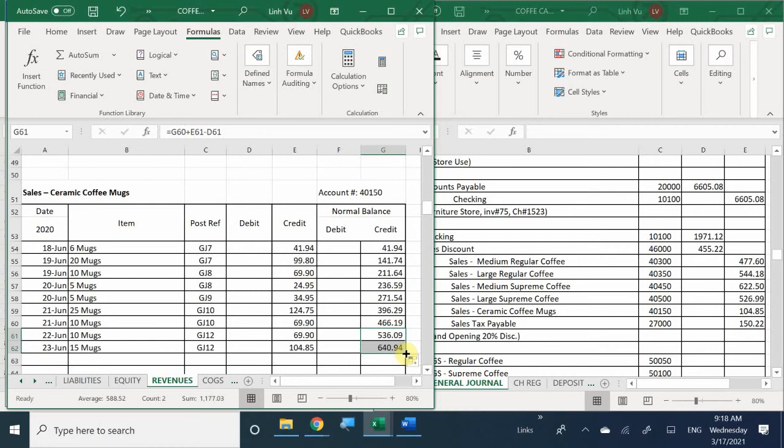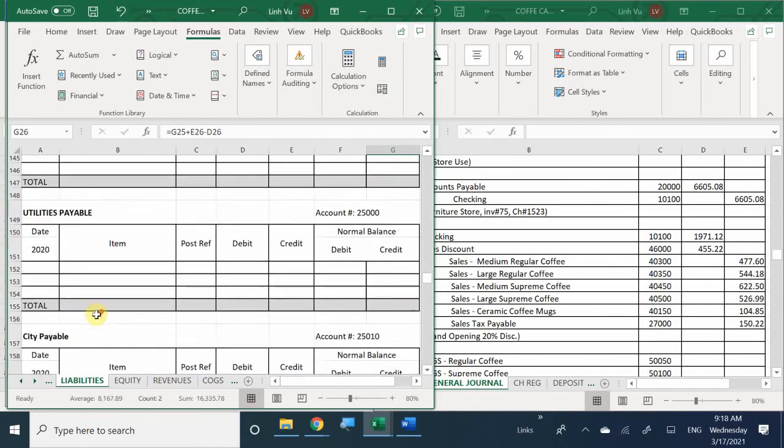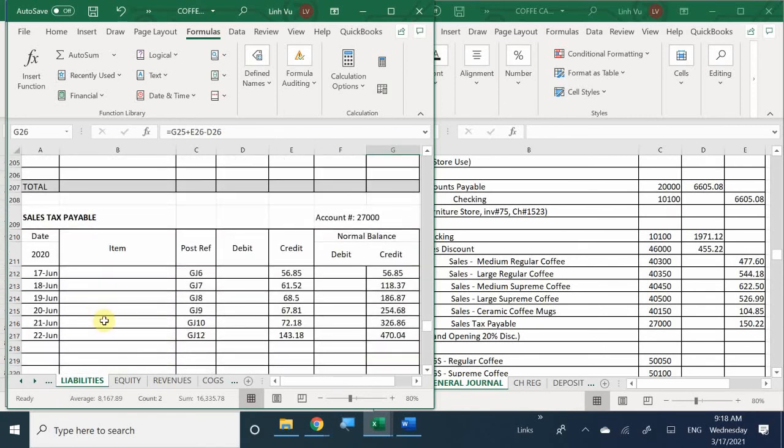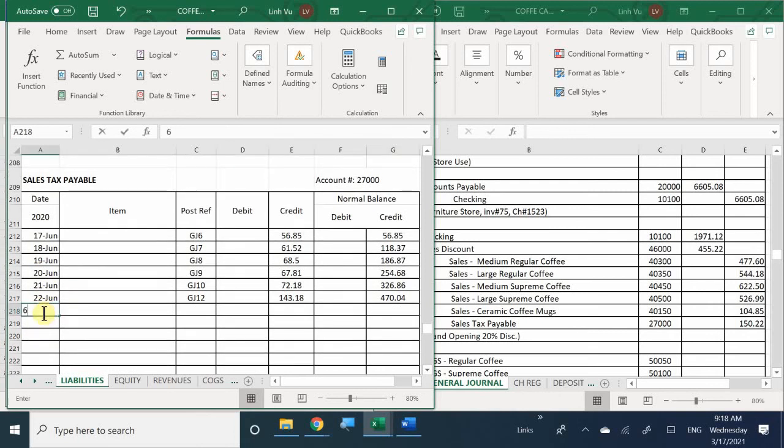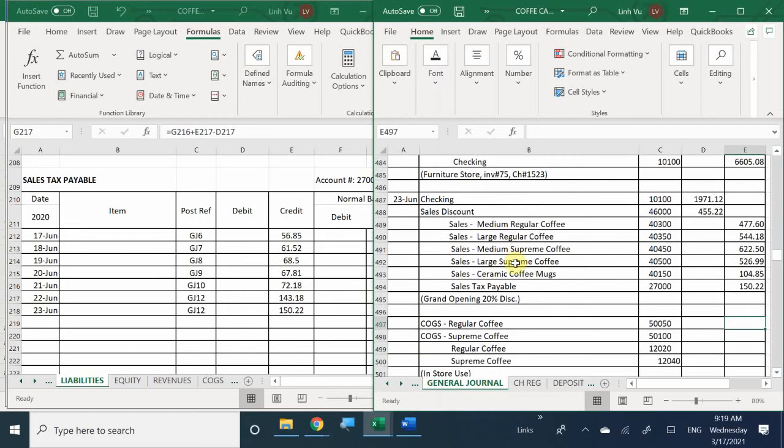640.94. Good. Last but not least, we got to go deal with sales tax. So liabilities, sales tax. Here we are, sales tax payable. 623. General journal number 12, for the amount of 150.22. Bringing me my grand total to be 620.26. Yep. Okay. Now that I updated my journal, what's next?